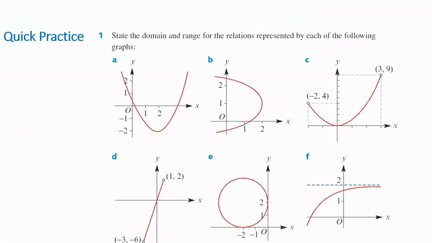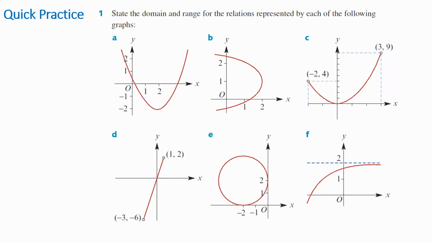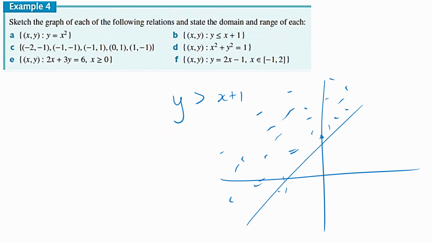but I said I didn't want to include the line. I want to be greater than, but not equal to. So how do you show that? Dotted line. You want a dotted line here, because you're saying you don't want to include that line, because that line is when it's equal to. So you have that. That's your dotted line, not inclusive of x plus 1, but you want all the y values that are greater than that. These are all the y values that are bigger than that.